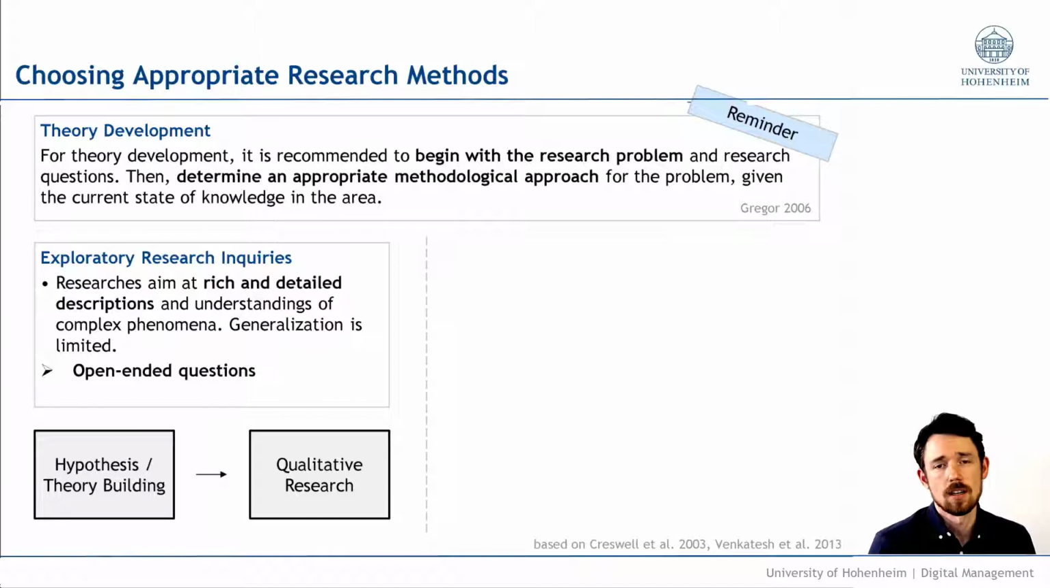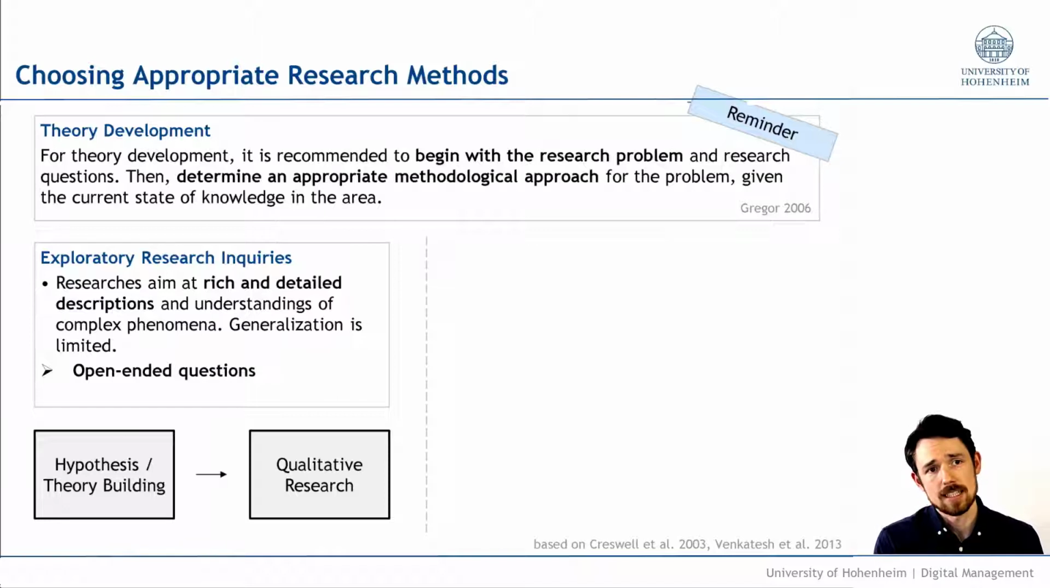First, there are exploratory research inquiries. Exploratory research inquiries aim at rich and detailed descriptions and understandings of complex phenomena. For example, you might have interview data, you might have talked to somebody for a long time with open-ended questions and you received a lot of input. Now that is rich and complex data, but at the same time you're only able to talk to a limited amount of people, so generalization is limited.